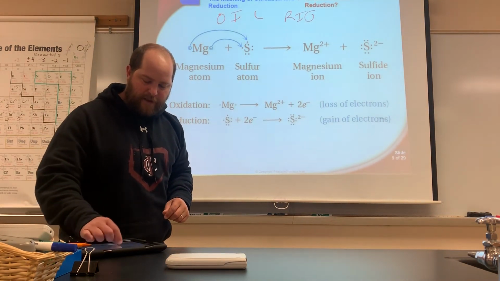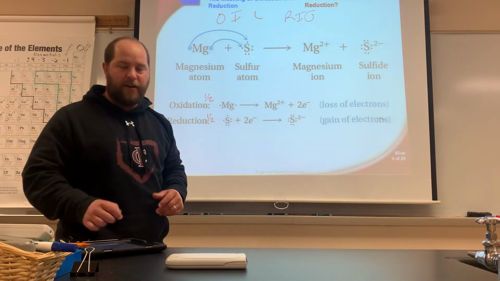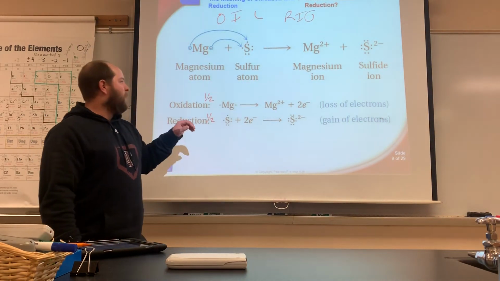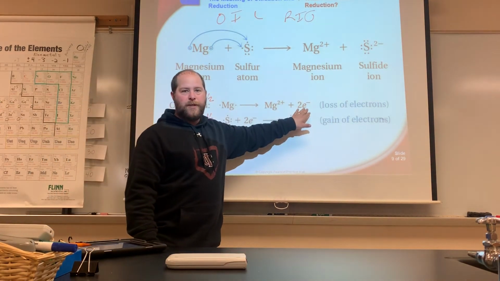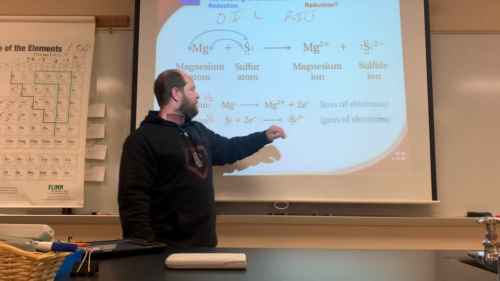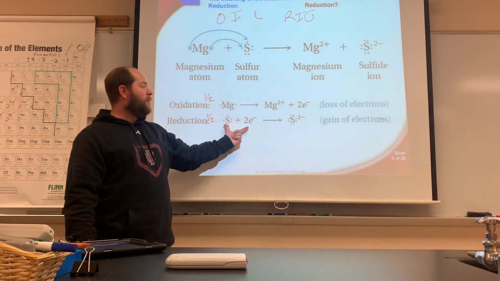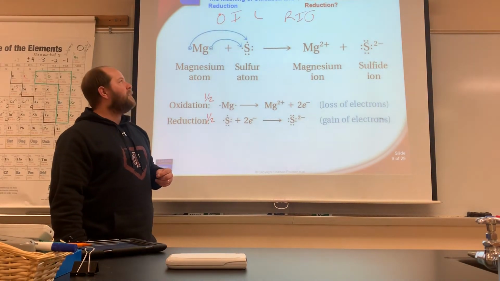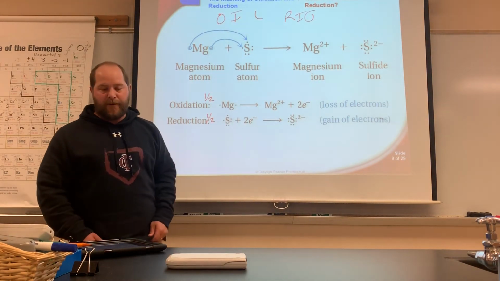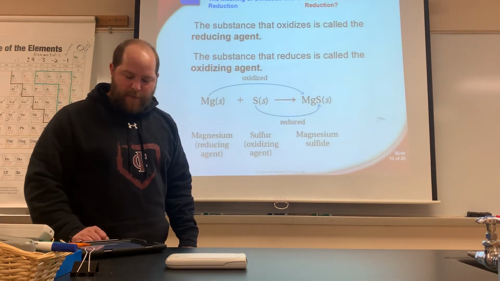This would be the oxidation half reaction. We call this the reduction half reaction. This shows that the magnesium lost the 2 electrons. That's why they're on the right side. This is showing that the sulfur is gaining the 2 electrons. That's why they're on the left side here. So this is showing you guys oxidation reduction. Let's look at a couple more examples here.